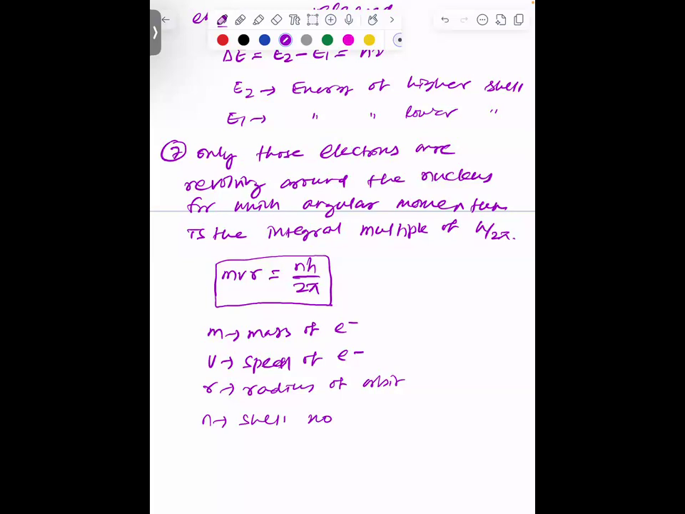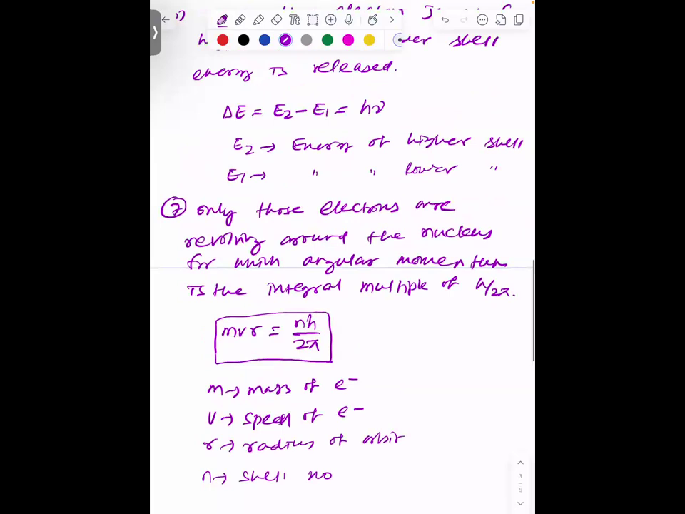So the product of mass, speed and the radius of the orbit in which the electron is present must be equal to nh upon 2 pi. Whether it is correct or not, we will discuss later. But these are the postulates given by Bohr's atom model.